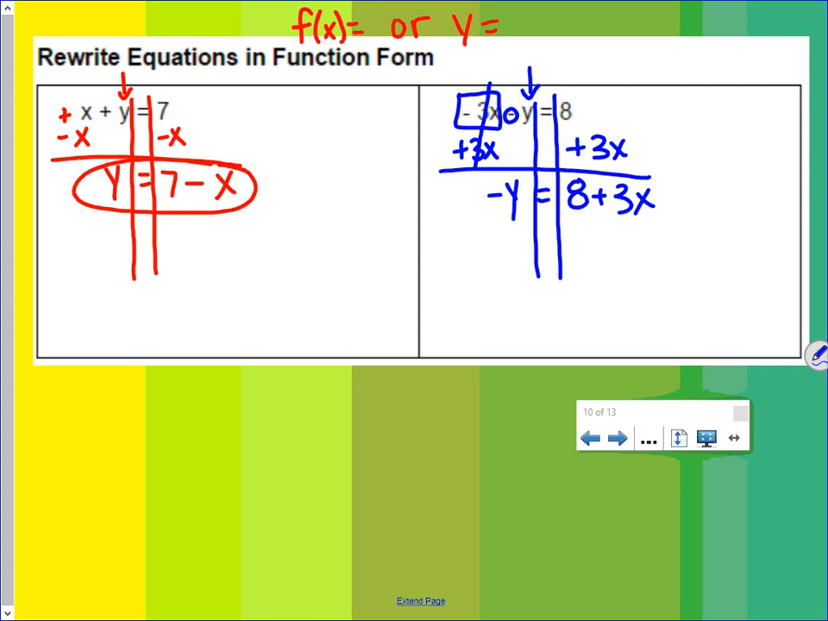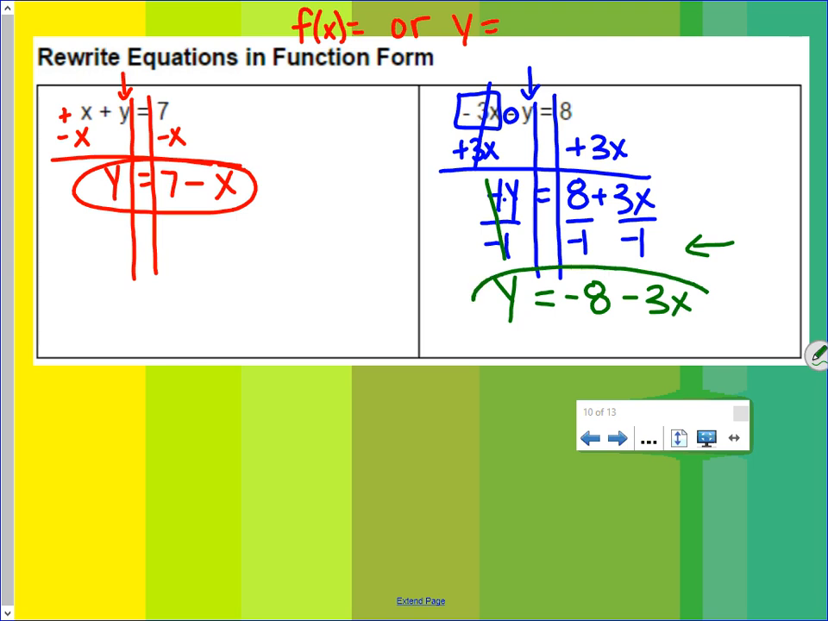Now, y is not all by itself yet. It's still negative. We want to make it positive. Remember, this is a negative 1 next to the y. That's multiplication, so we're going to undo our multiplication by dividing both sides by negative 1. Look really carefully, because I divided all three numbers by negative 1. We have to divide each term by negative 1. Negative y divided by negative 1 leaves us with y. 8 divided by negative 1 is negative 8. And 3x divided by negative 1 is negative 3x. And that is our final answer.